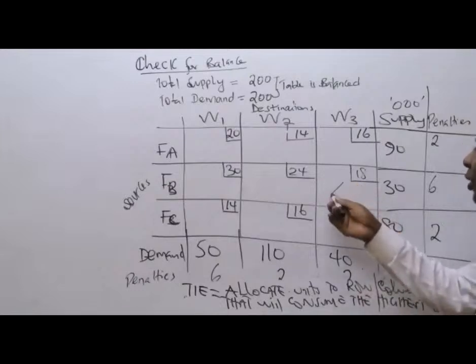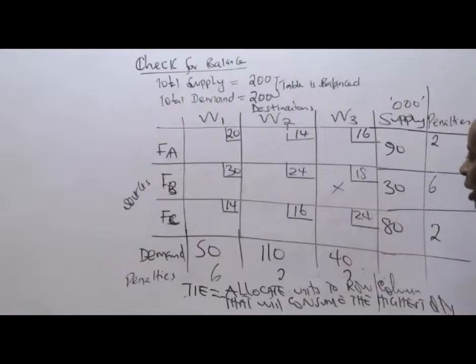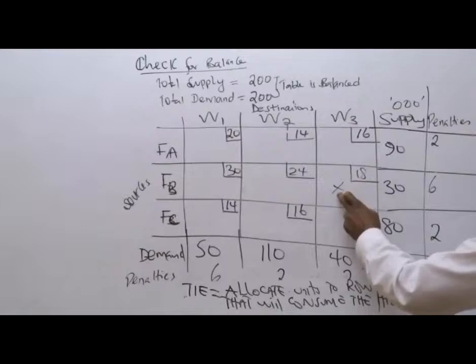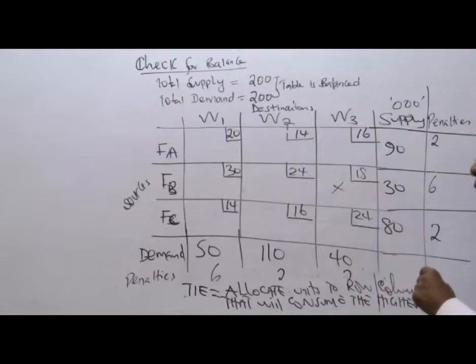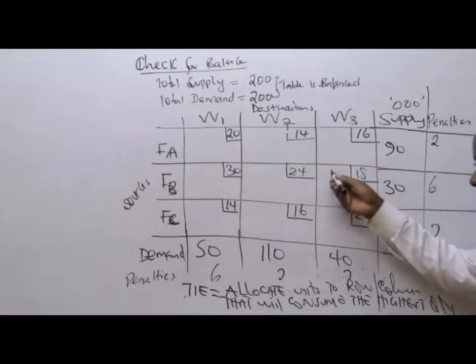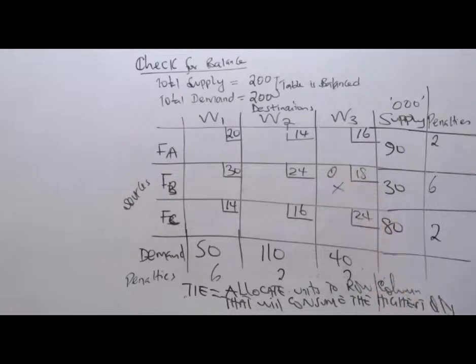So I would want to work with this lowest cost, and as such, I would want a good student to tell me how many units are we supposed to put here. Let me call this number 1. How many units am I supposed to put there? Number 1.